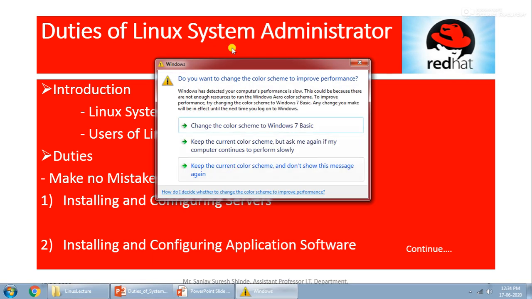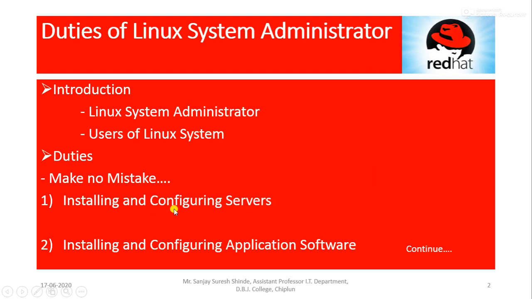Then next is installing and configuring servers. This is a very important responsibility of a system administrator. As we know, a server is a system whose task is to provide a service to all the clients that are connected to that particular system. So this is a very important responsibility of a system administrator. What are the tasks of the administrator to manage the servers? Installing the servers and configuring the servers.